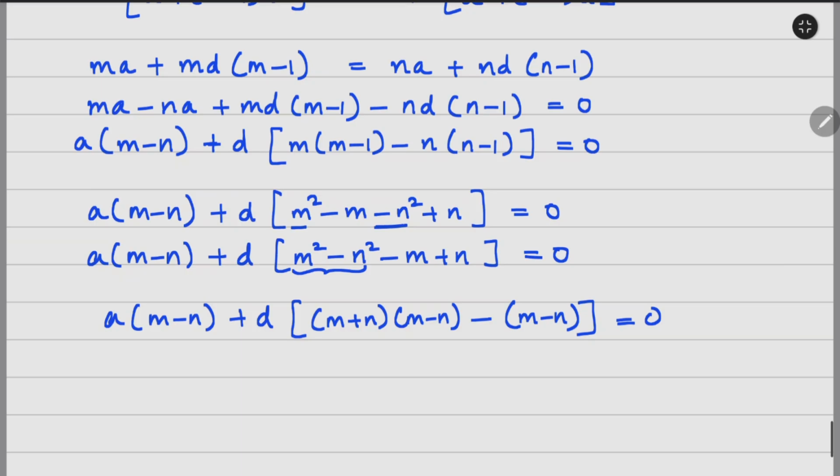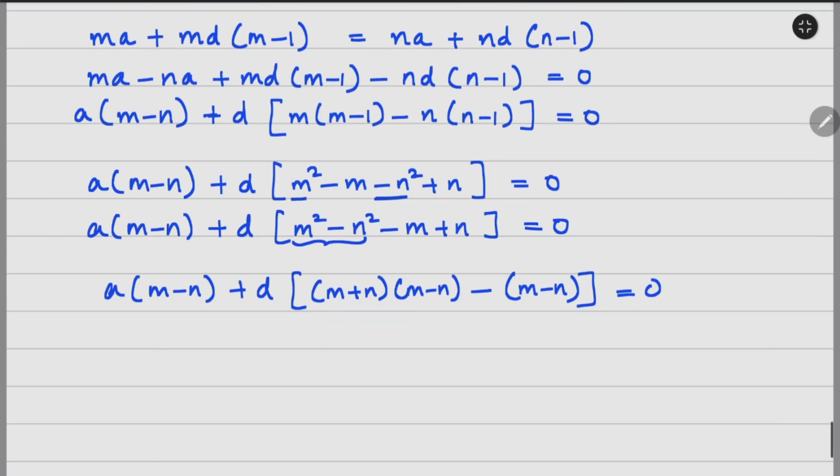Okay. Now from these two terms, there are two terms here. This is one term and this is the second term. So here what you can do is you can take M minus N common out. Right? So you have got A into M minus N plus D into, you can take M minus N common out. What will remain inside is M plus N minus 1, equal to 0.